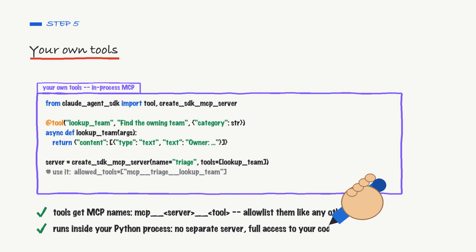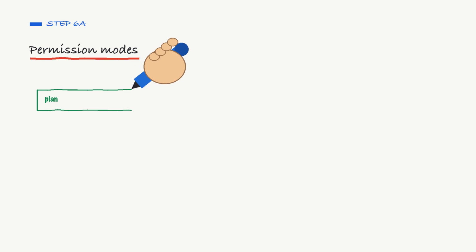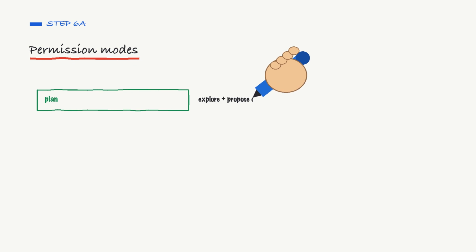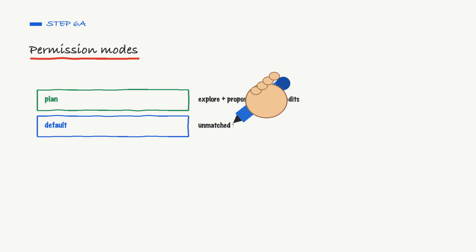The SDK names these tools MCP __ server name __ tool name, and you allow list them exactly like built-ins. Step 6. Safety. First, the modes. Plan mode. The agent explores and proposes, but never edits. Default. Unmatched tools ask you for approval.